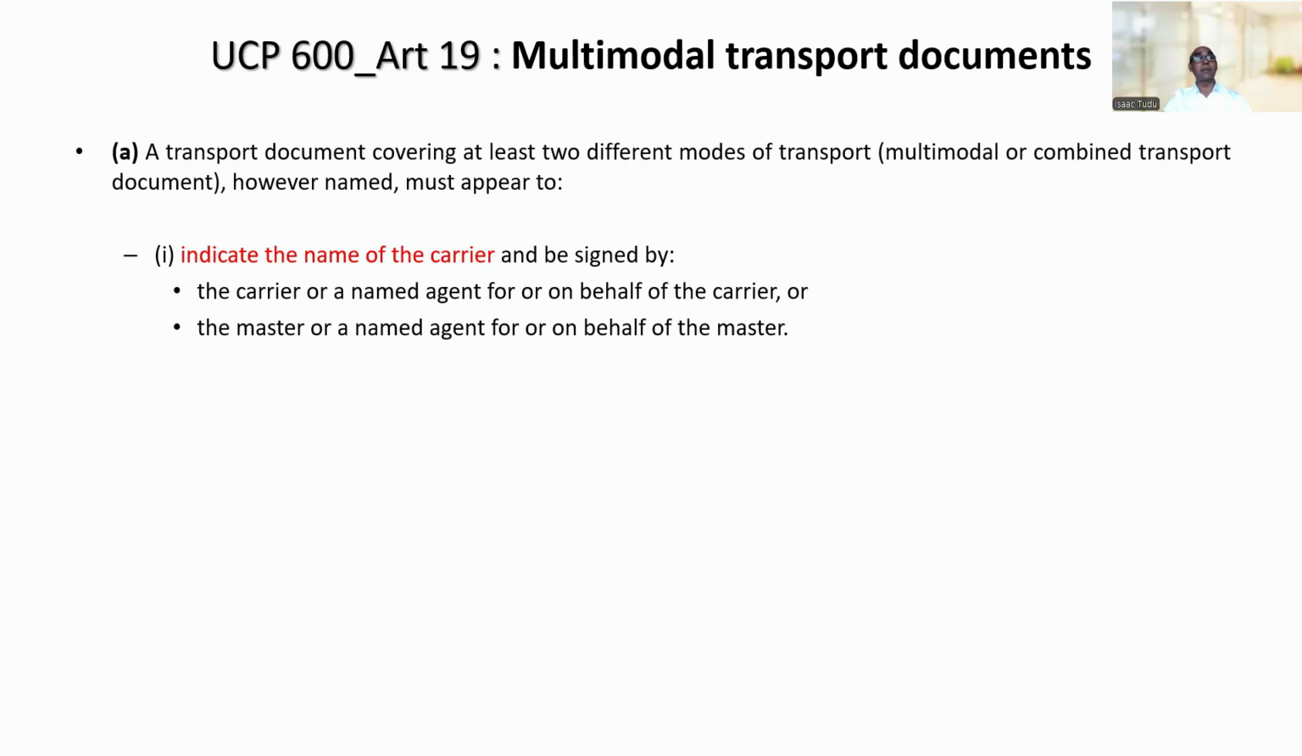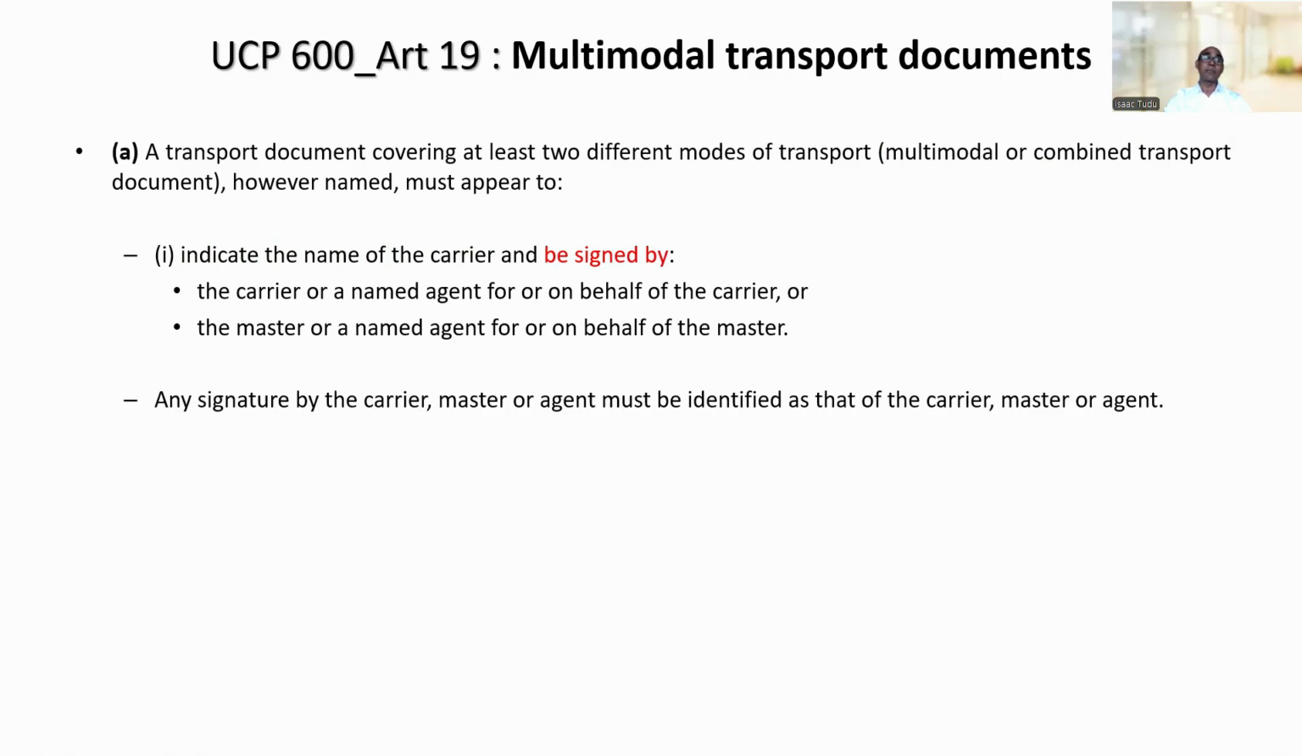For example, ABC Company Limited acting as carrier. This information is important not only for the bank but for the applicant to know who is obligated on the contract of carriage. Further, it says it must be signed by. Now, multimodal transport document can be signed by whom?